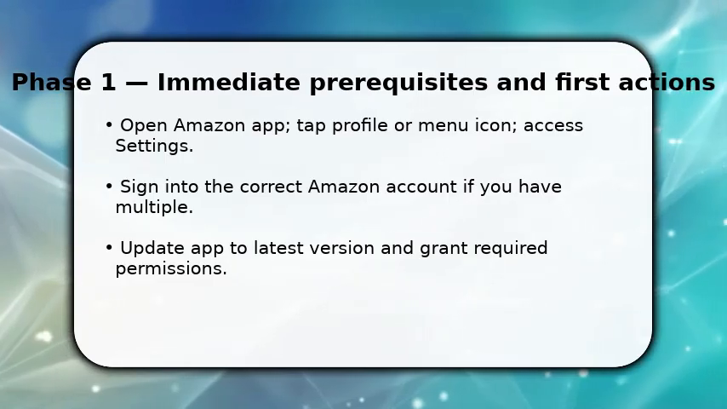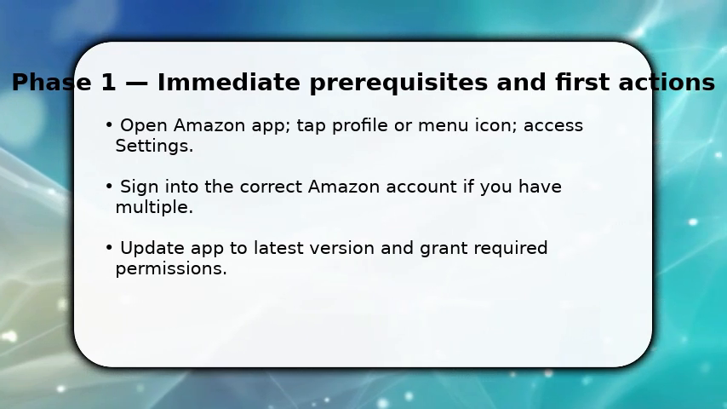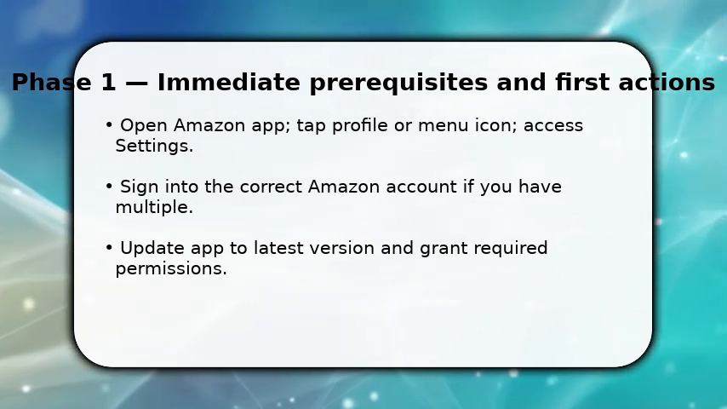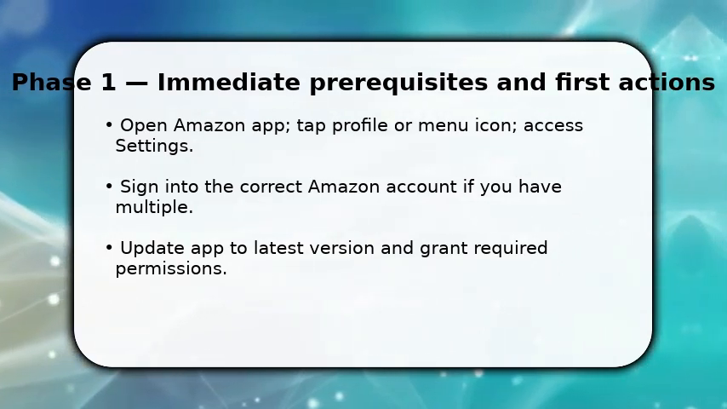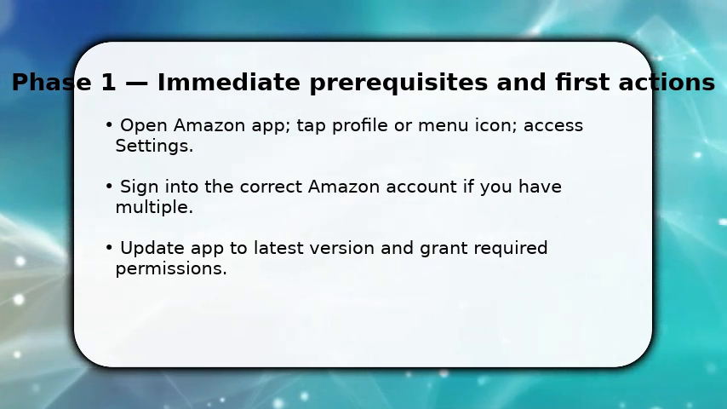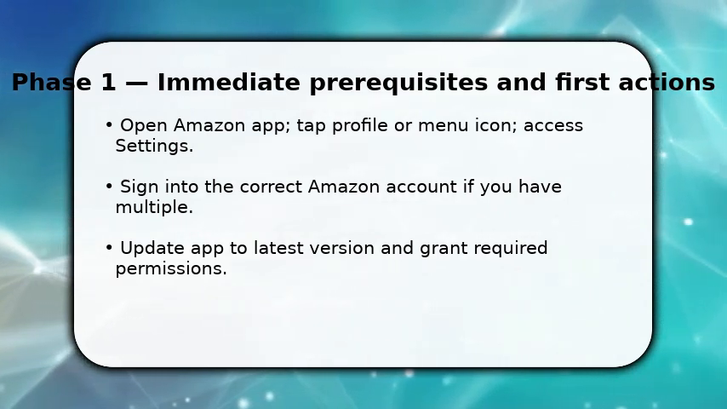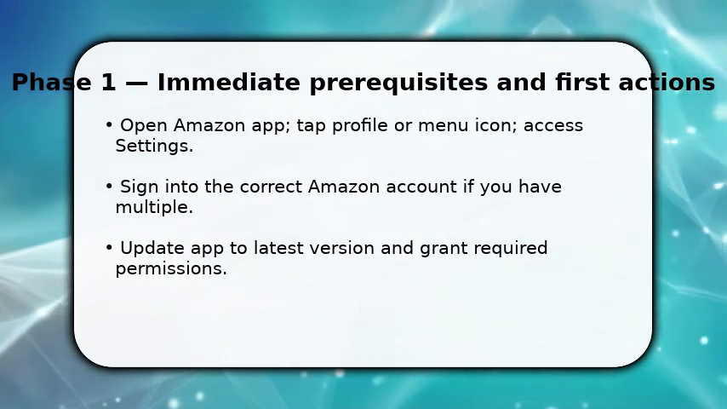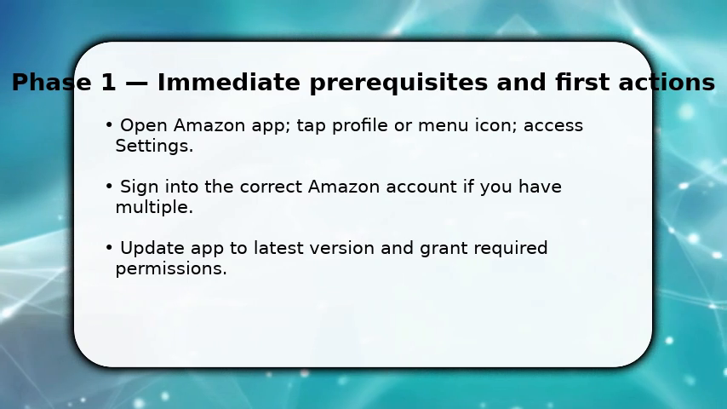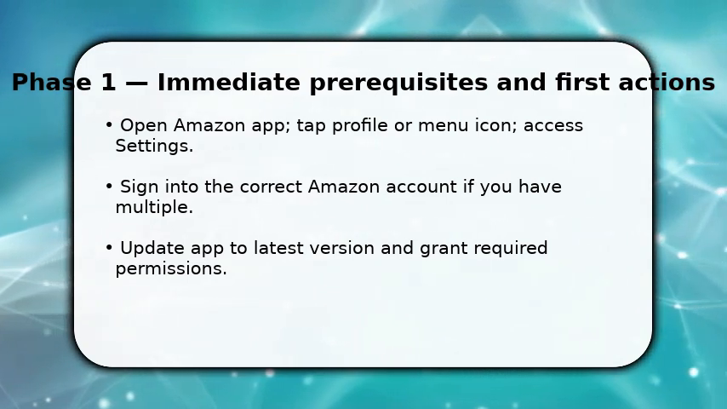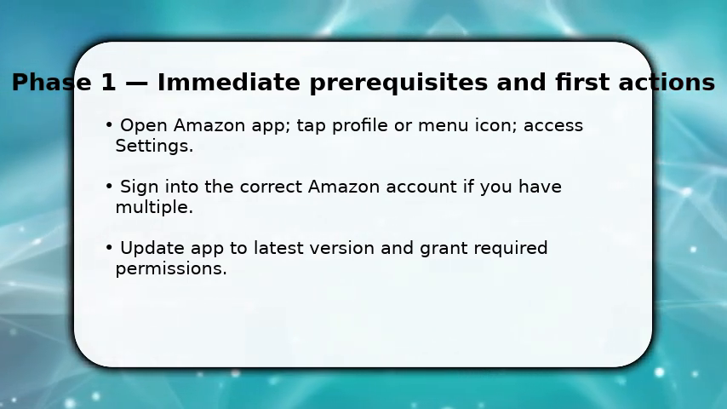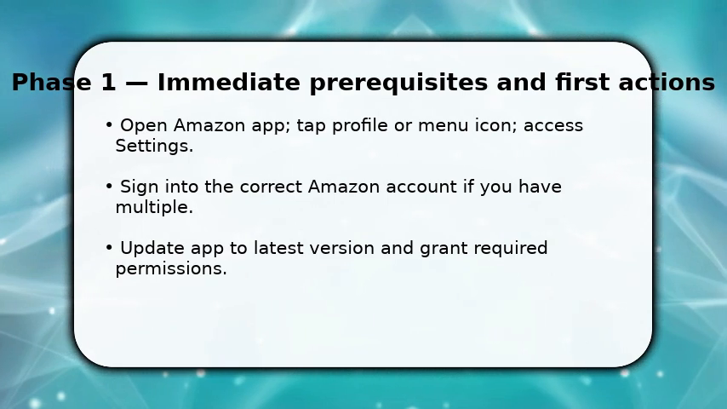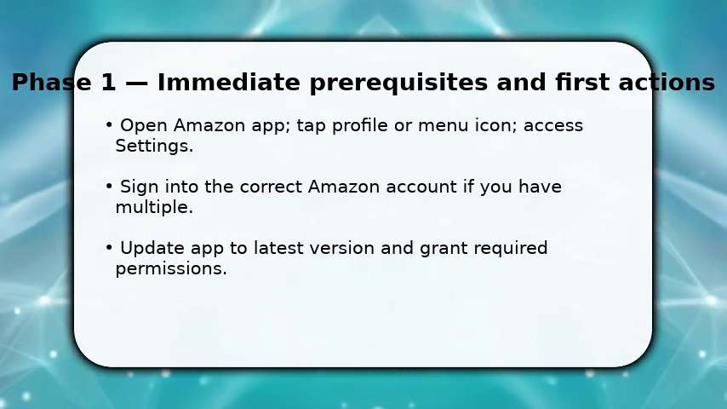You start by opening the Amazon app and going straight to Settings so you can stop ads at the source. Once done, confirm you're signed into the correct account because preferences are per account. Make sure the app is updated. Older builds may ignore preference changes. You'll also need to allow the app to load its settings so changes stick. This ensures the next steps actually affect ad delivery rather than being lost or tied to a different login.